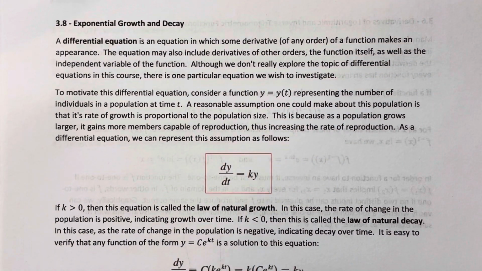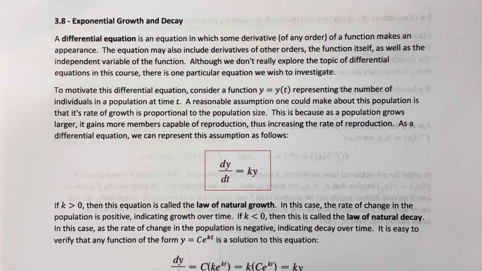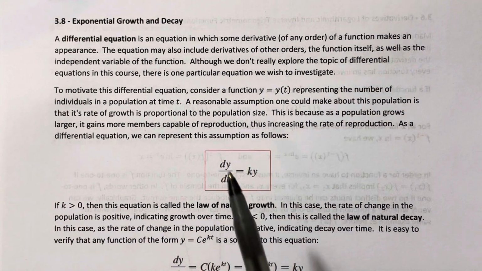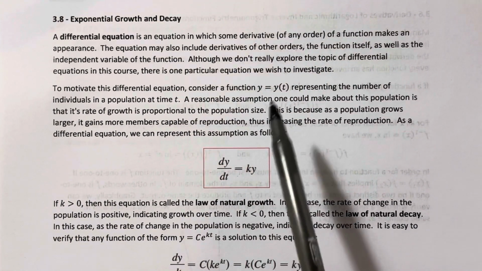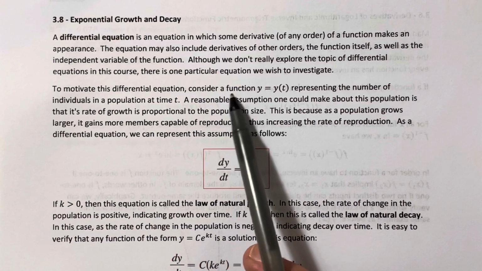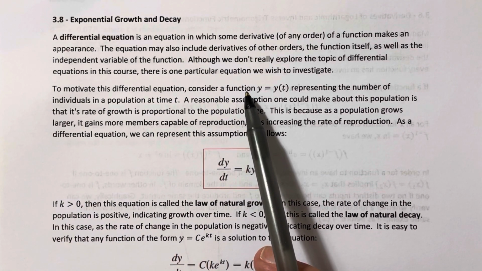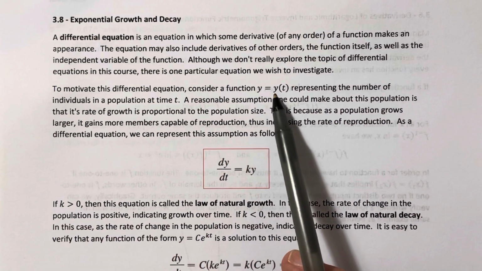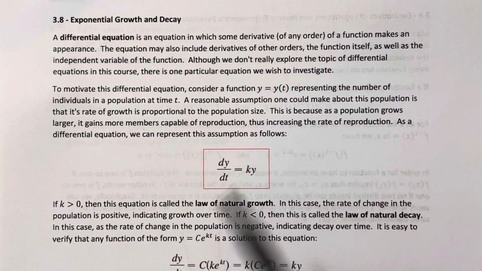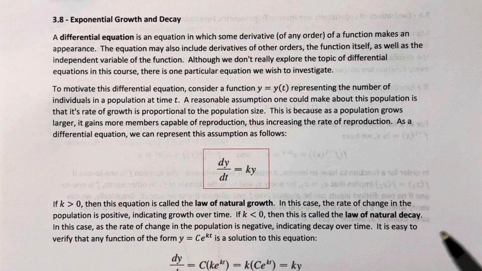One particular differential equation, the one I'm about to talk about right here, however, is very, very useful in a number of applications. So we're going to start by thinking of this in terms of population growth, which we talked about in the previous section. And then we're going to see that this particular differential equation applies to a lot more than just that one example. But for this, let's suppose that we have a population of some species, some type of organism, and the function y equals y of t represents the number of individuals in that population at time t. So this is similar to what we did in 3.7.